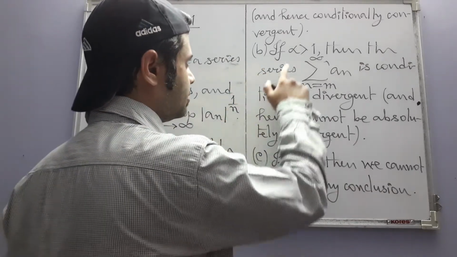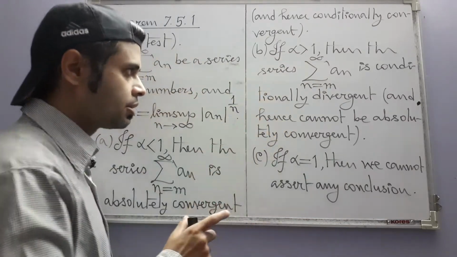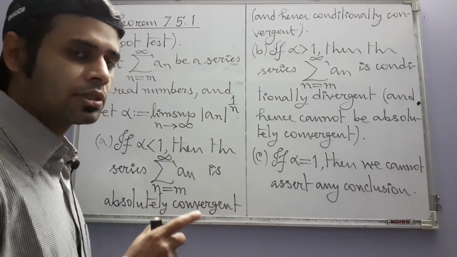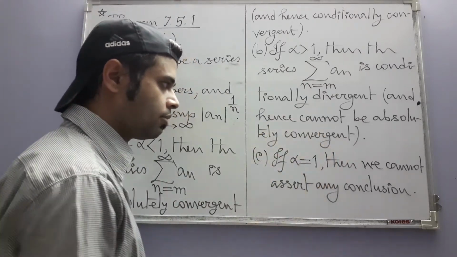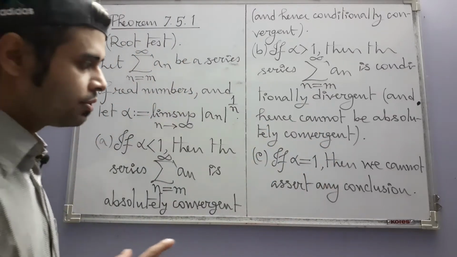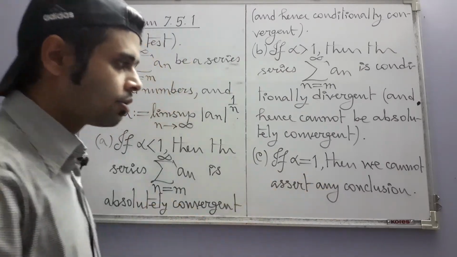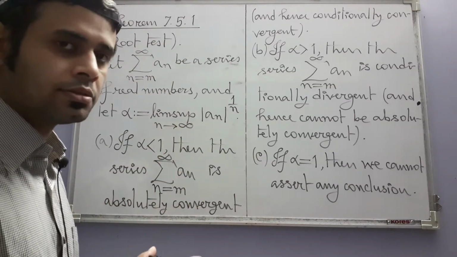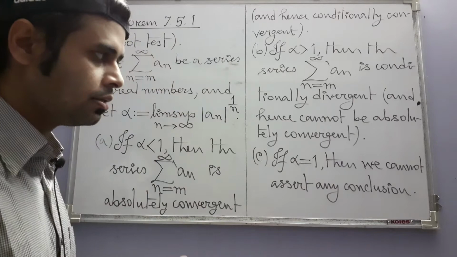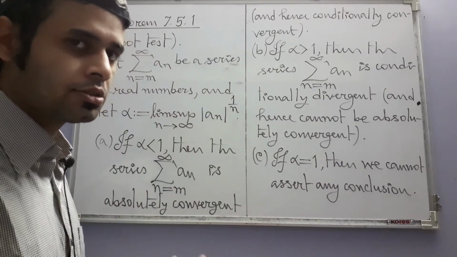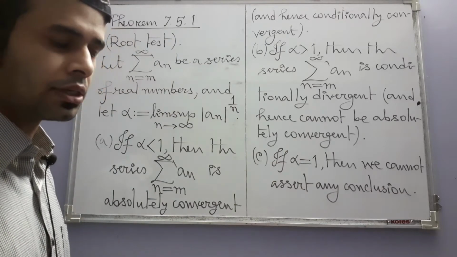On the other hand, if this limit superior is greater than 1, then the series is divergent, and hence it cannot be absolutely convergent. But if this limit superior is equal to 1, then we cannot assert any conclusion. There are series where this value is 1 which are convergent, but at the same time there are also series where the value is again 1 but they are divergent.